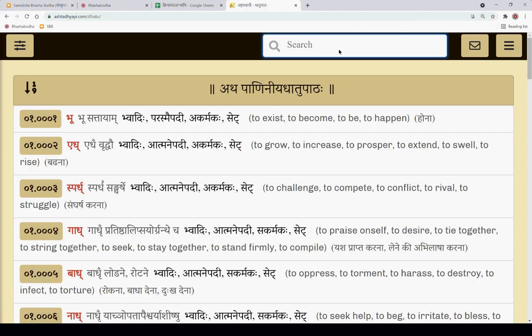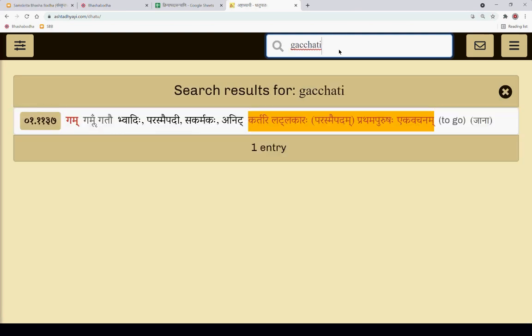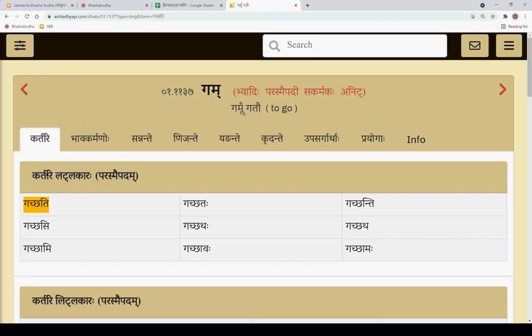But you can also search here. Suppose you want to search Gacchati, the Bhavishyat Kala or the forms of Gacchati, Gamadhatu. You can type here Gacchati. As you see, even though I am typing in English letters, it shows Gacchati. You can also use the Devanagari script for searching, and it will also show. So here it shows Gamadhatu.